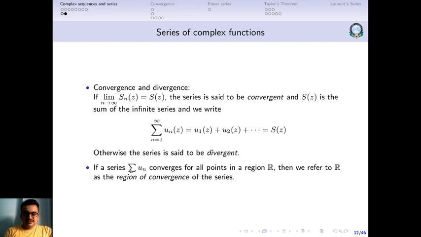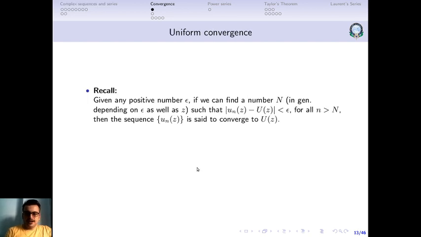So if a series u_n converges for all points in a particular region, then that particular region is known as the region of convergence of the series. This is an important idea that we are interested in when we are talking about series: the region of convergence, that is, for which values of z does that particular series representation converge. Now let's talk a little bit about this convergence.